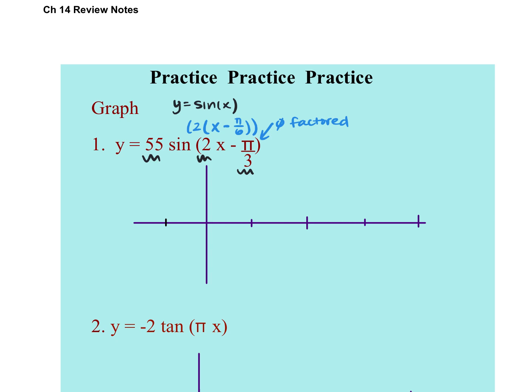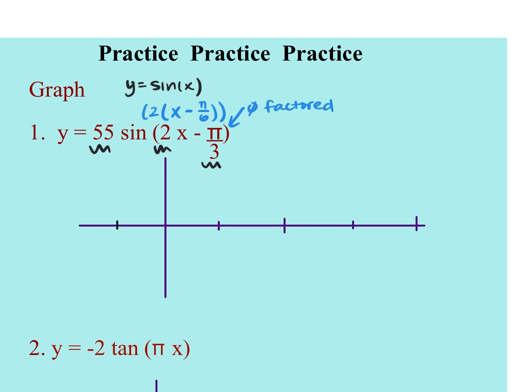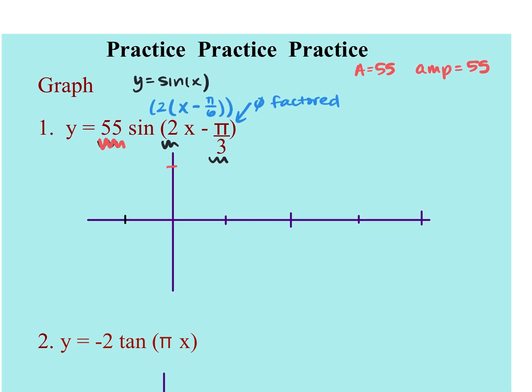Okay, so I like to make a list of these values so that I make sure I don't miss any, starting with the 55. We called that our A value, which is going to be the vertical stretch. Our amplitude was 1, and now it's going to be 55. As I write out these transformations, I'm going to build this graph. I'm going to make the scale on the y-axis be 55 units. My maximum and my minimum are going to be 55 and negative 55 on that y-axis.